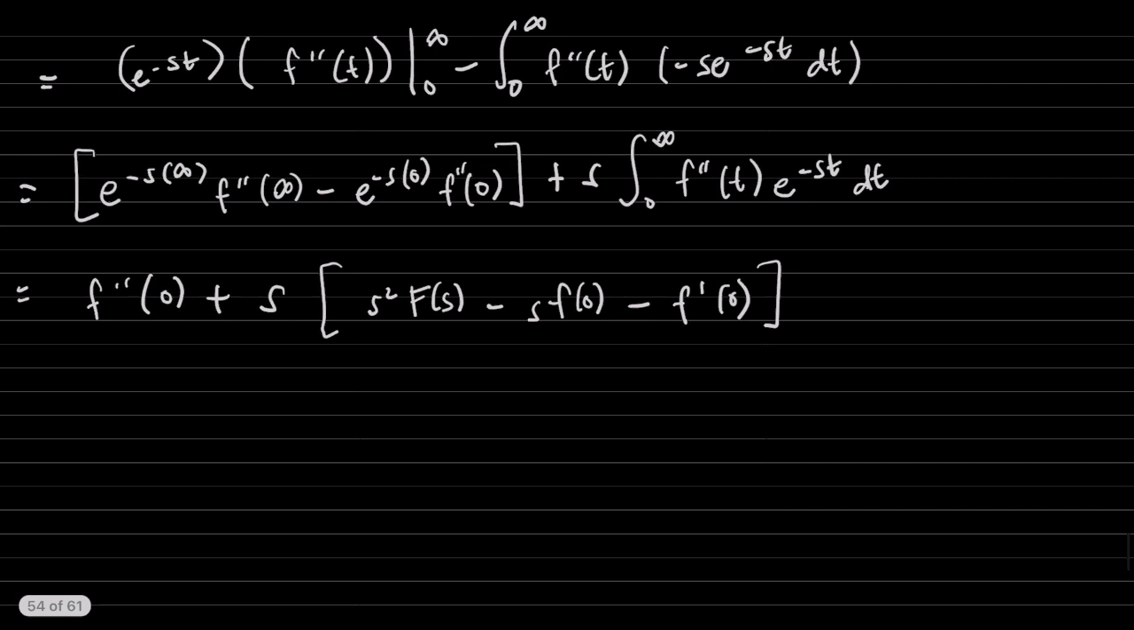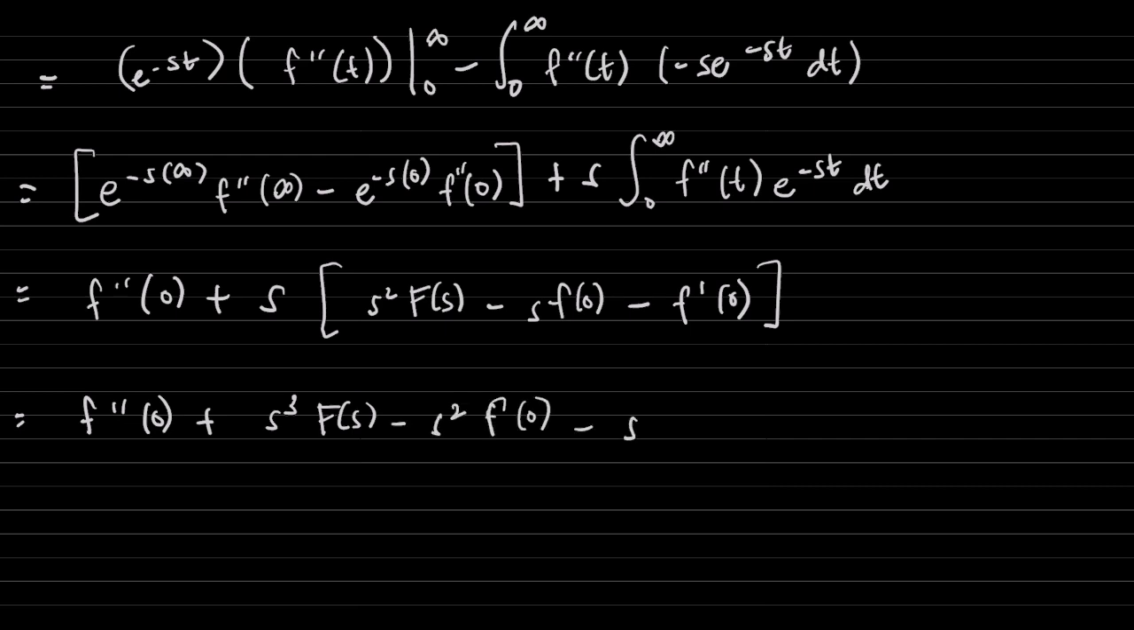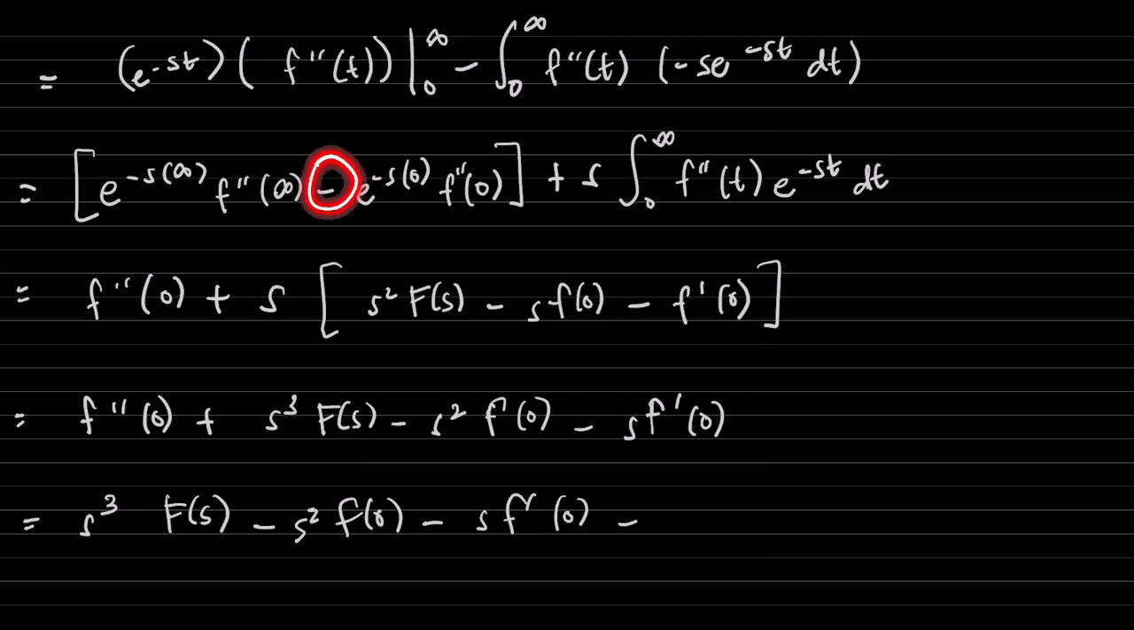Yeah, tama siya. Okay, so i-rewrite lang natin as final step, s cubed f of s minus s squared f of 0 minus s f prime of 0. Then i-rearrange lang natin, s cubed f of s minus s squared f of 0 minus s f prime of 0 minus, nakalimutan kong lagyan ng minus sign dito, no? This one. So dapat merong minus sign. Minus sign. F double prime of 0. So ito yung sagot natin for f triple prime of 0.